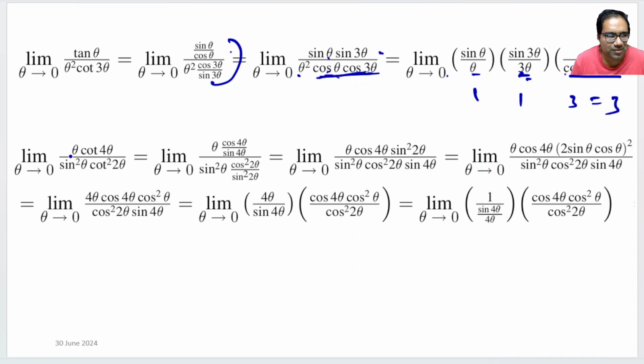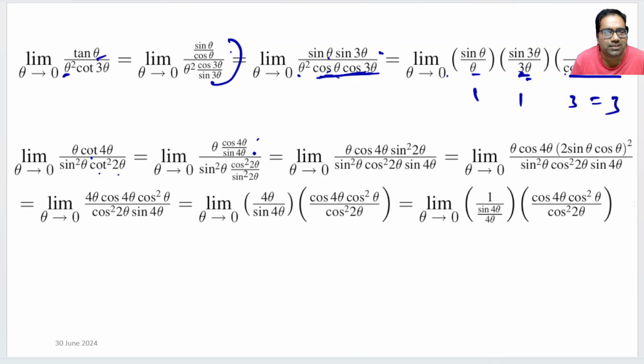Next, theta tends to 0, theta cot 4 theta sin square theta by cot square 2 theta. See, in the denominator there is a 0, in the numerator also there is a 0. Even in the previous class also, there is a 0 in the denominator and a 0 in the numerator. That's why we are trying to get everything in sin theta by theta format. Otherwise, we can directly substitute. Here also we cannot directly substitute. What we will do, let's simplify this.